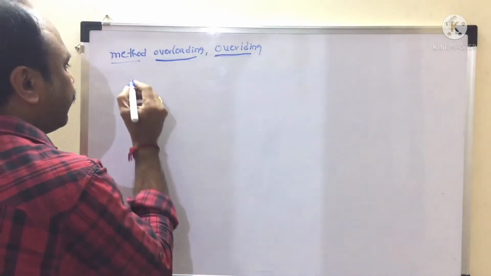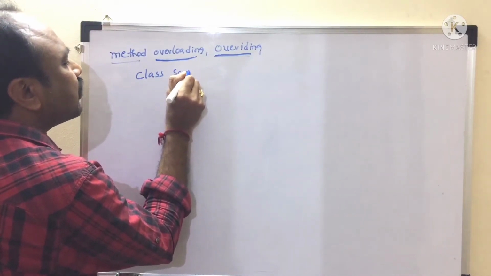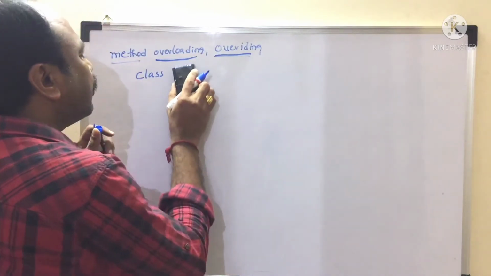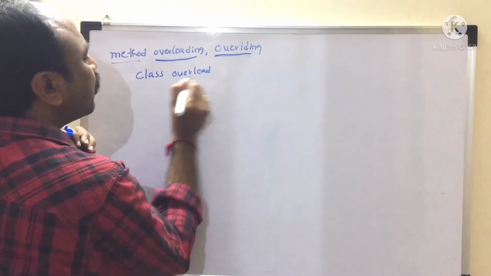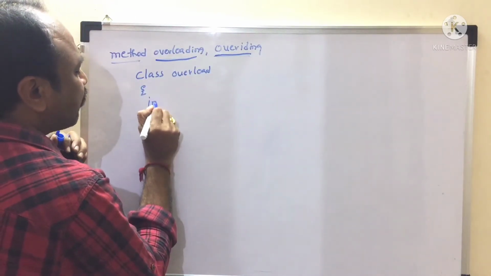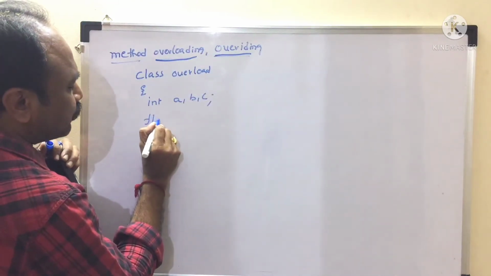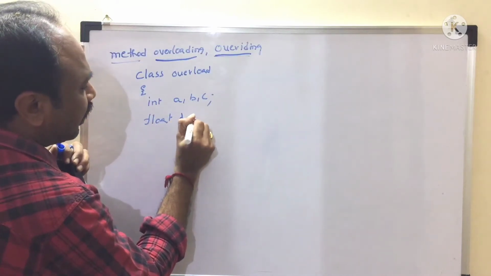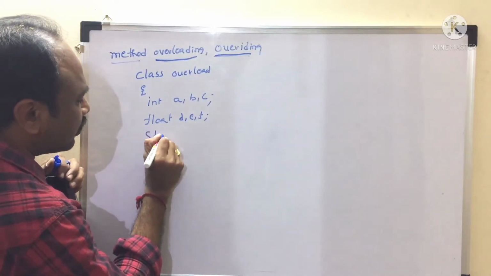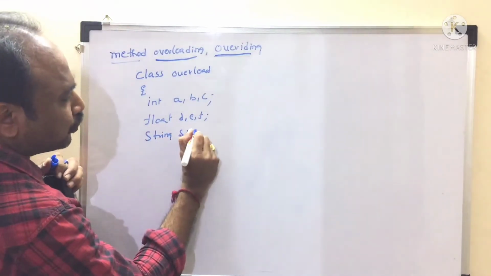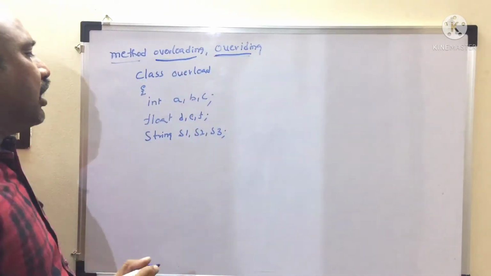For example, I am taking a class Sample. Anyhow, we are writing a program to demonstrate overload, so I will use the class name as Overload. I am taking integer values int a, b, c. I am taking float values, float d, e, f. I am going to use string values, String s1, s2, s3. In Java, a class contains variables and methods.